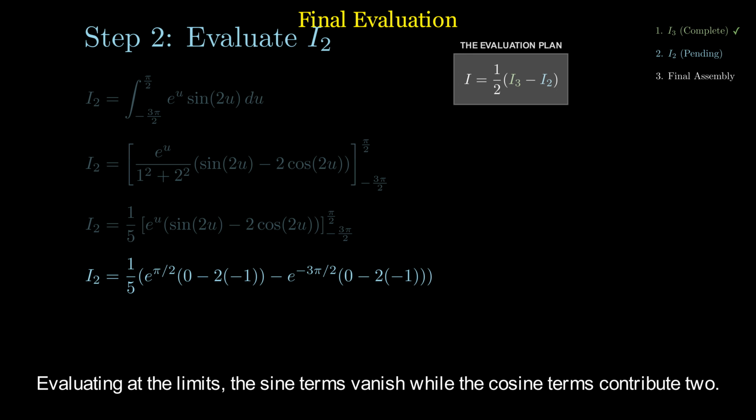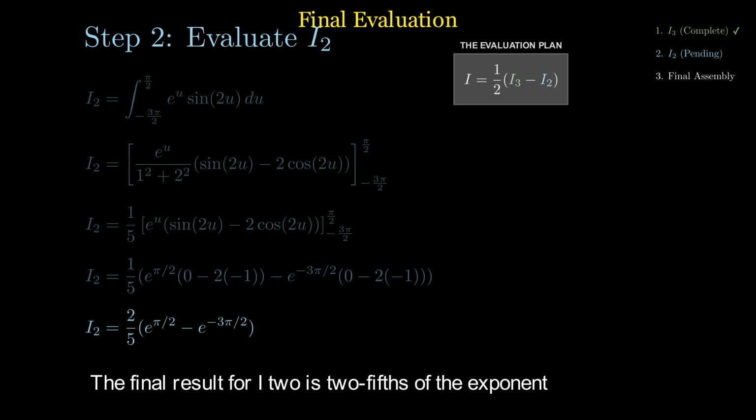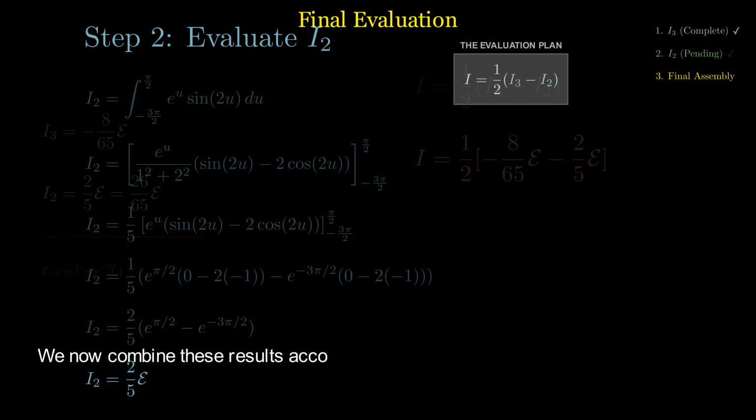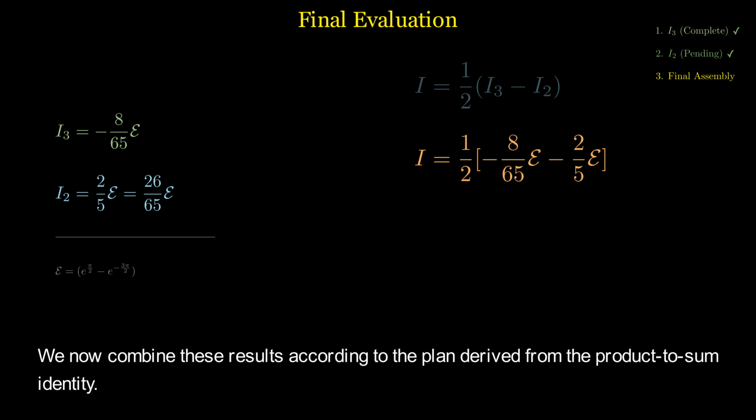Evaluating at the limits, the sine terms vanish while the cosine terms contribute too. The final result for I2 is 2/5 of the exponential difference. We can now combine this with our previous result. We now combine these results according to the plan derived from the product to sum identity.